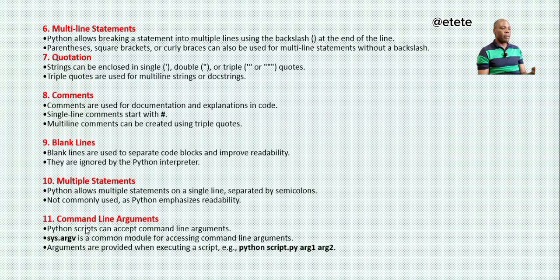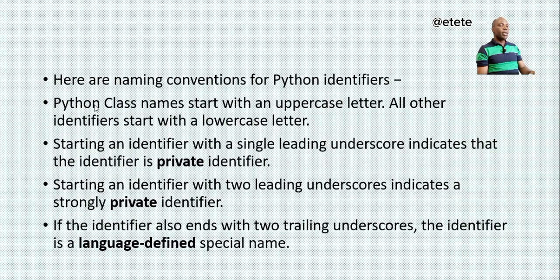Command line argument. Python scripts can accept command line arguments. Arguments are provided when executing a script, e.g., python script.py argument1 argument2. Here are some naming conventions for Python identifiers. If you want to name a Python class, the name starts with an uppercase letter. All other identifiers start with a lowercase letter. For example, a variable will have to start with a lowercase letter, but a Python class will start with an uppercase letter.